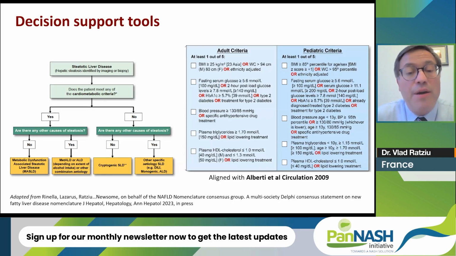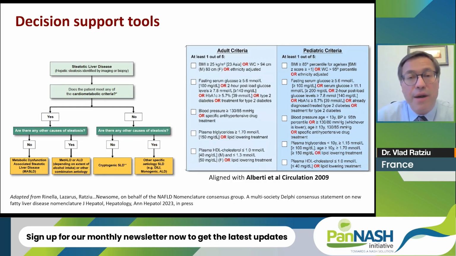Now, if the cardiometabolic risk factors are present and there are no other causes of liver injury, then that is MASLD. If there is alcohol or any other cause that is associated with metabolic dysfunction, then we're in a mixed category, a dual category. And the most important, epidemiologically speaking, of those dual categories is MAFLD.